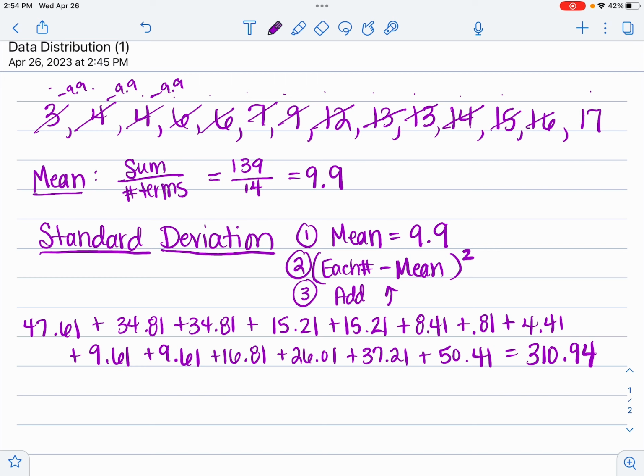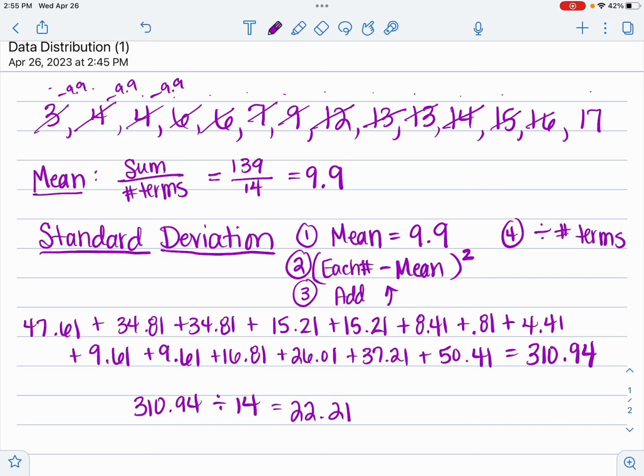Now, step number 4, I'm going to write here. You're just going to divide that number by the number of terms, just kind of like what we did with the mean a minute ago. So we already know that there are 14 terms, right? There are 14 numbers. So I'm going to do 310.94 divided by 14. And I get 22.21 for this one.